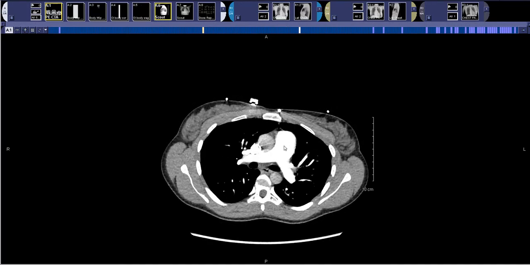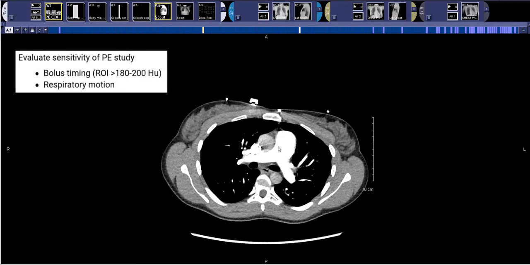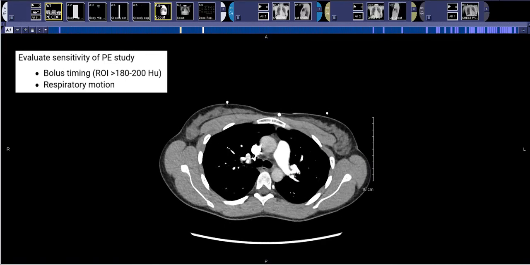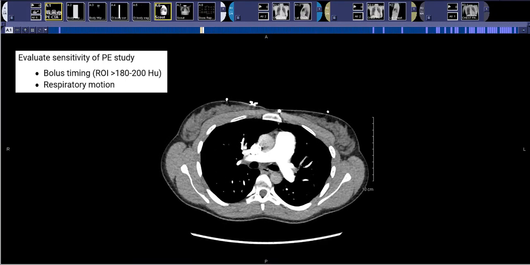Part of doing a PE study is you have to decide what your sensitivity for PE is likely going to be. Part of that is how good the bolus timing is, and part of that has to do with respiratory motion. If they have poor bolus timing, you might miss small emboli, and if they're breathing, you might miss small emboli. So if you think that the pulmonary artery is not well opacified, you might measure an ROI, in Hounsfield units, over the pulmonary artery. This person is great, 396. We'll go down to 180 or 200 before we start worrying that the sensitivity might be low.